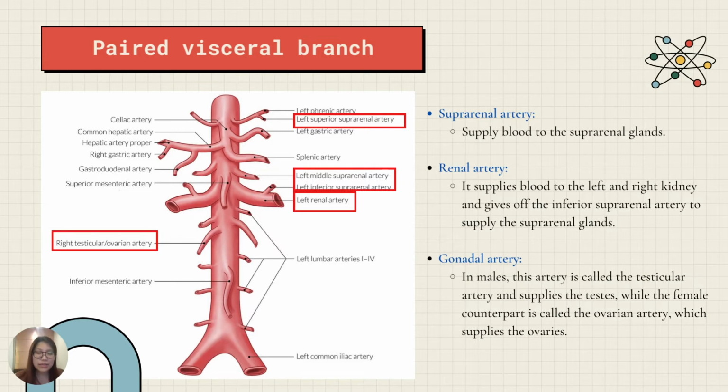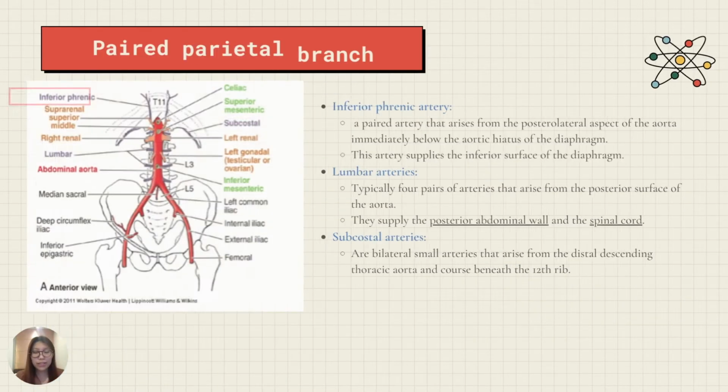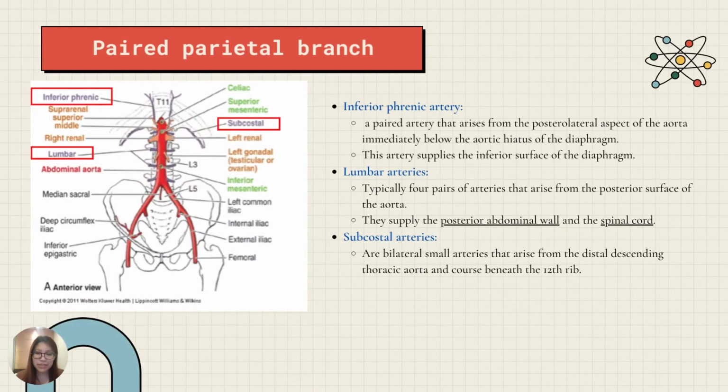The gonadal artery arises from the anterior aspect of the aorta, just inferior to the renal arteries. In males, this artery is called the testicular artery and supplies the testes, while the female counterpart is called the ovarian artery, which supplies the ovaries. For the paired parietal branches, first is the inferior phrenic artery, which arises from the posterior lateral aspect of the aorta immediately below the aortic hiatus.